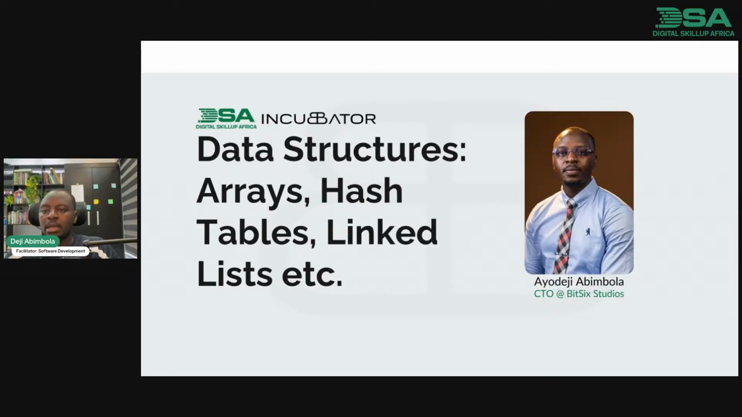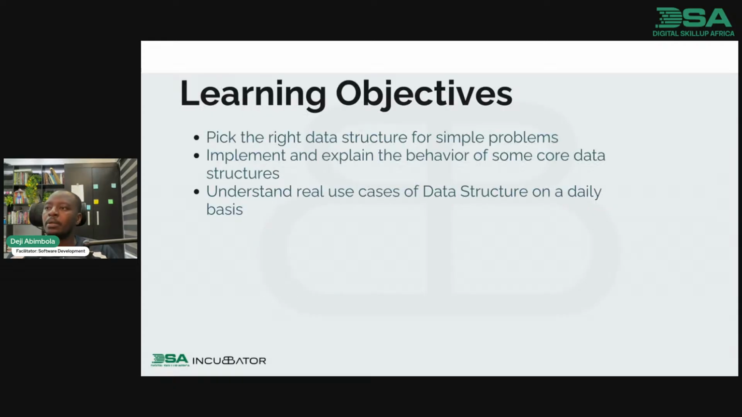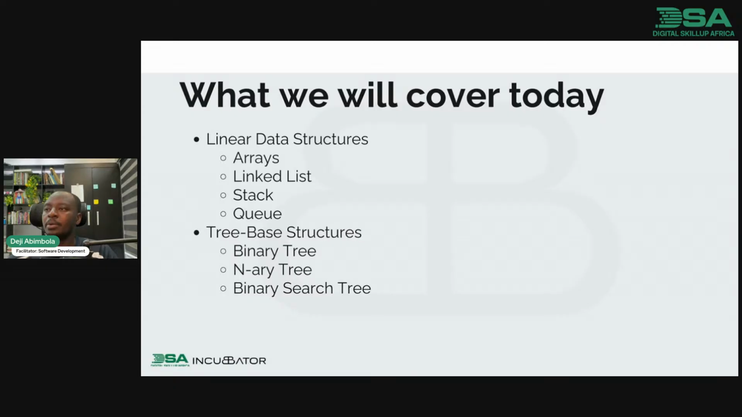So what are we looking to achieve with this class? The class is about data structures, and we look at some examples of data structures. We are looking to be able to pick the right data structure for simple problems, implement and explain the behavior of some core data structures, and understand real use cases of data structures on a daily basis. In doing that, we'll be looking at linear data structures: you see arrays, linked lists, stacks, queues; and under tree-based data structures, you see binary trees, N-ary trees, and binary search trees, okay?